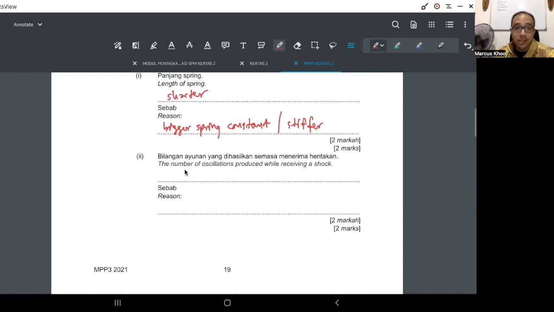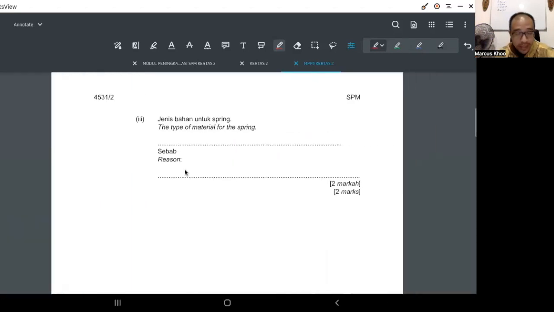Okay, the number of oscillations produced when receiving a shock. That means when suddenly it goes into a pothole, how many oscillations do you want before it settles? Obviously, we want fewer, or a lower number of oscillations, so that you have less vibrations. So that it's more comfortable for you. If there are more vibrations, you haven't even finished vibrating, your next pothole comes and you continue to vibrate. So you don't want that, obviously.